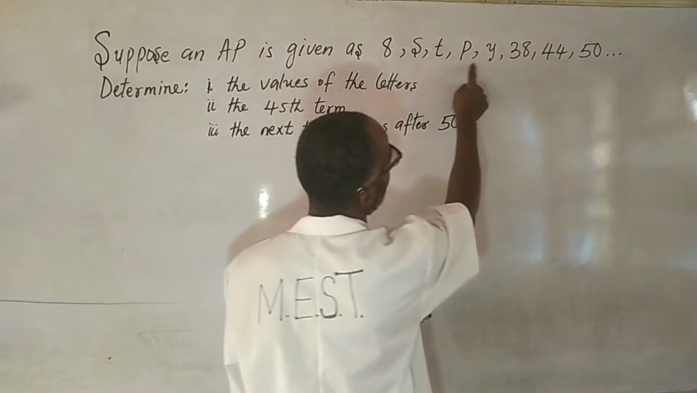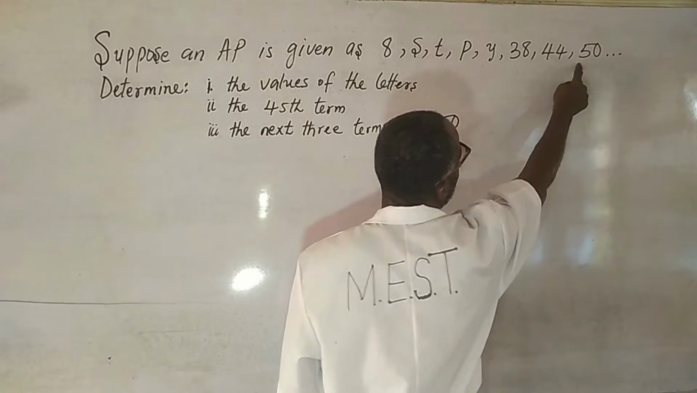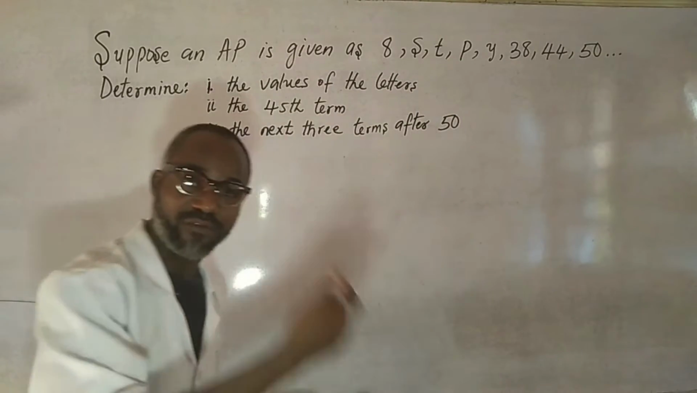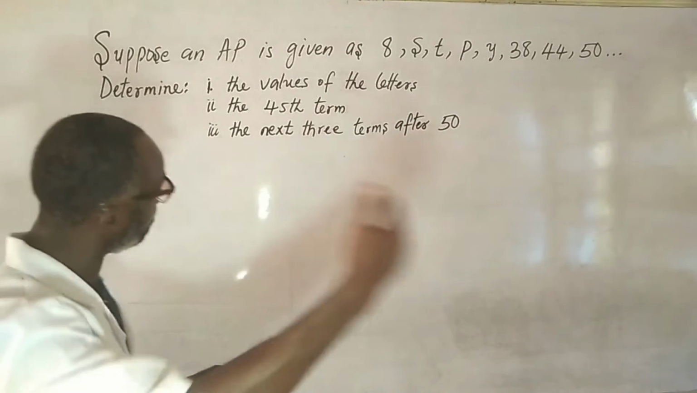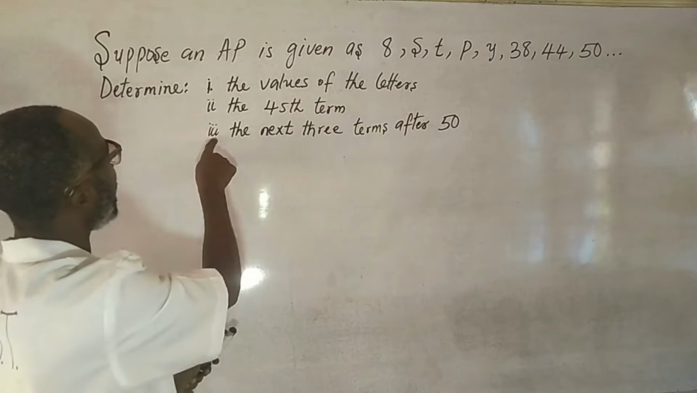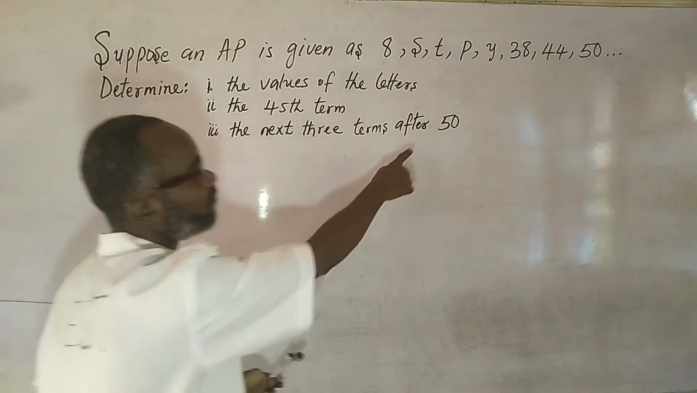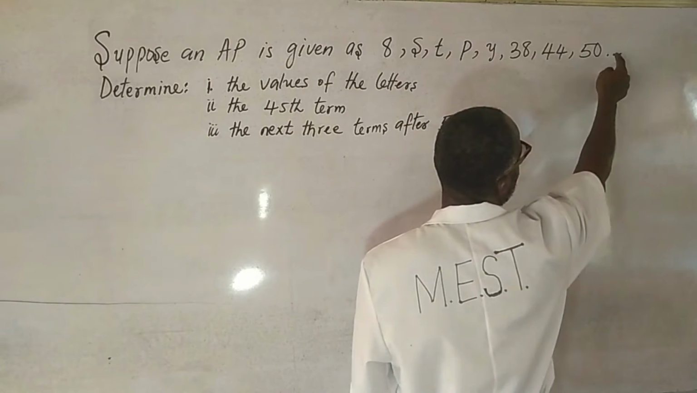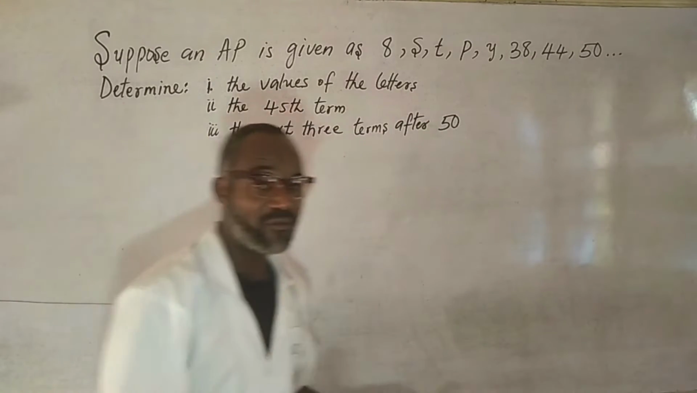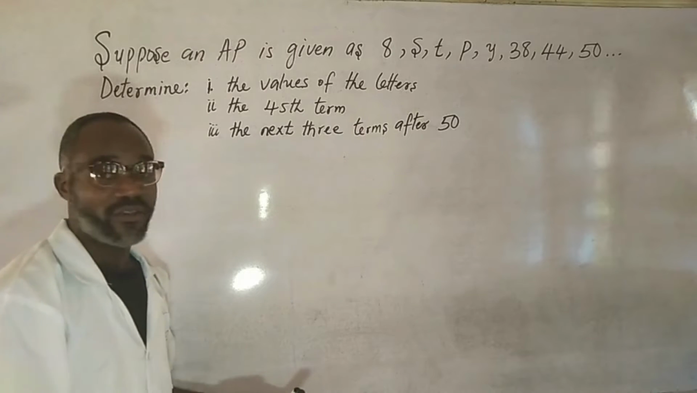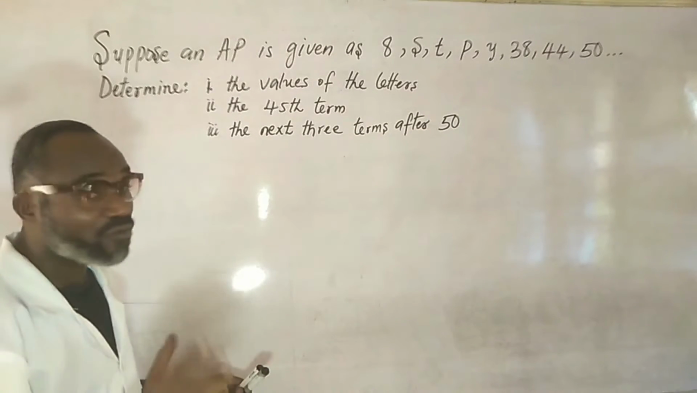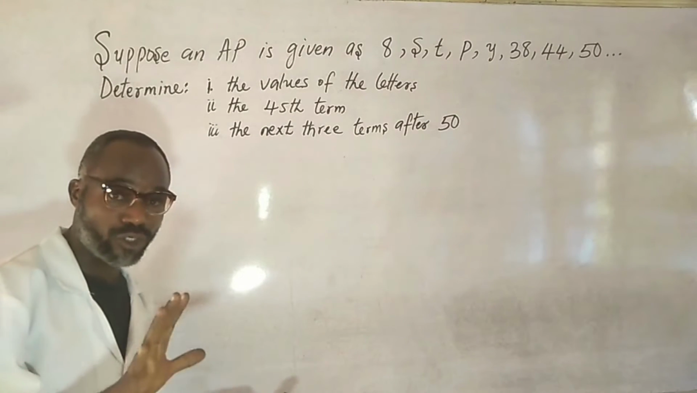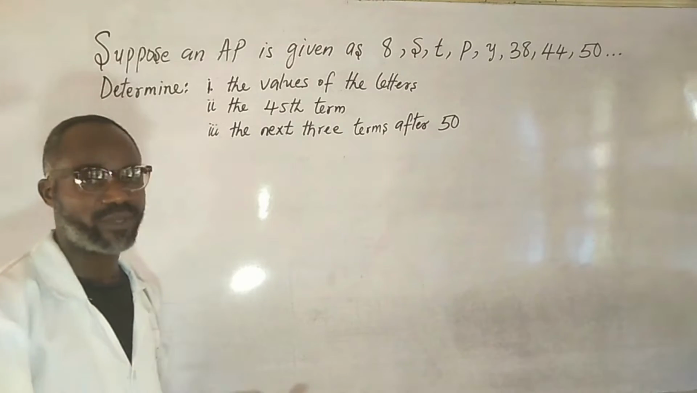1, 2, 3, 4, 5, 6, 7, 8. Until the 45th, that's 45 terms, okay? The next 3 terms after 50. The next 3 terms, 1, 2, 3 after 50. So, this is also a confusing question if you do not understand what to do in the first place.